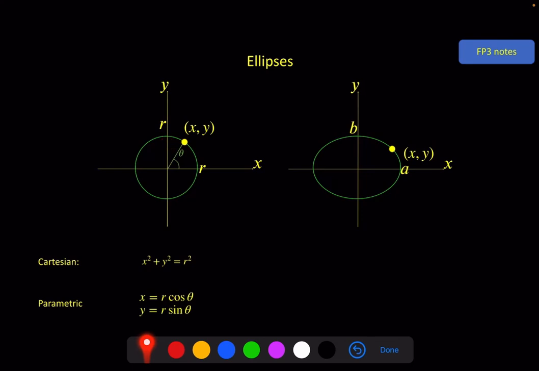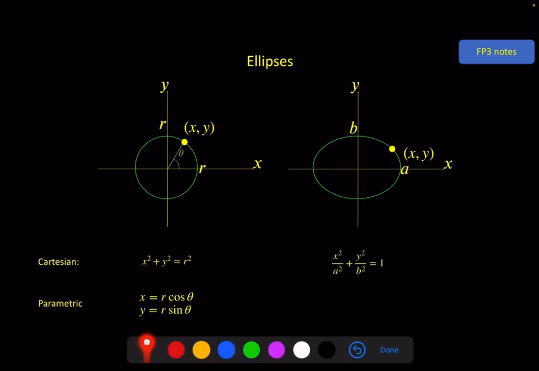Ellipses are very similar, except obviously we don't have a fixed radius. This here, a, you can see in my diagram, is slightly longer. This is the major axis. b is slightly shorter, the minor axis. So as you move around, we don't have this fixed r all the way around. It changes. So we can't have a fixed r here. But we can do this.